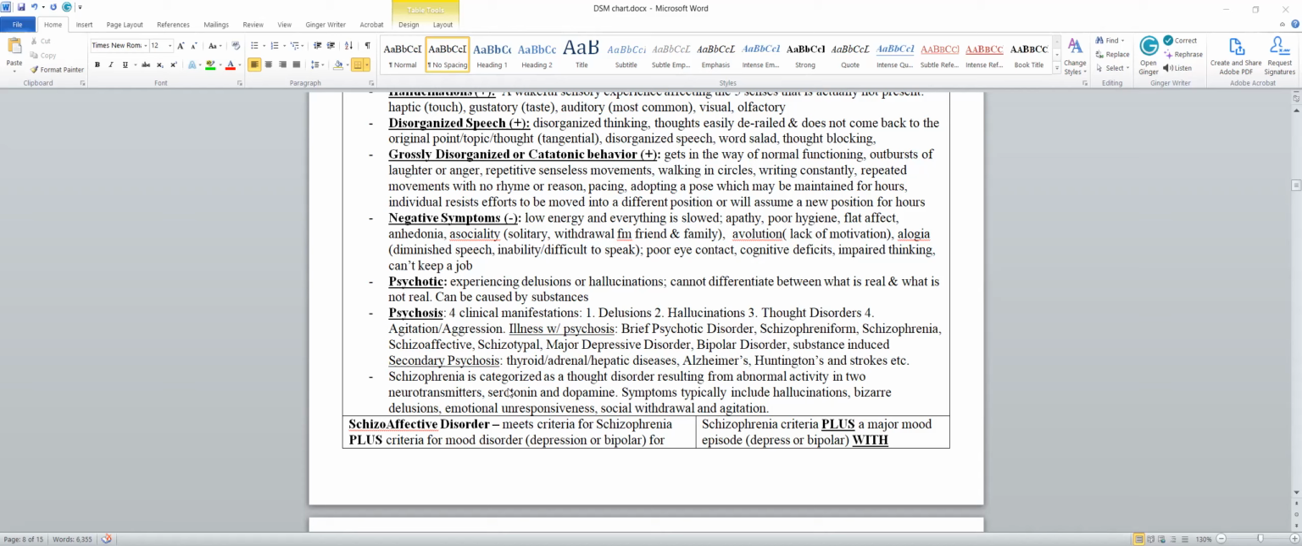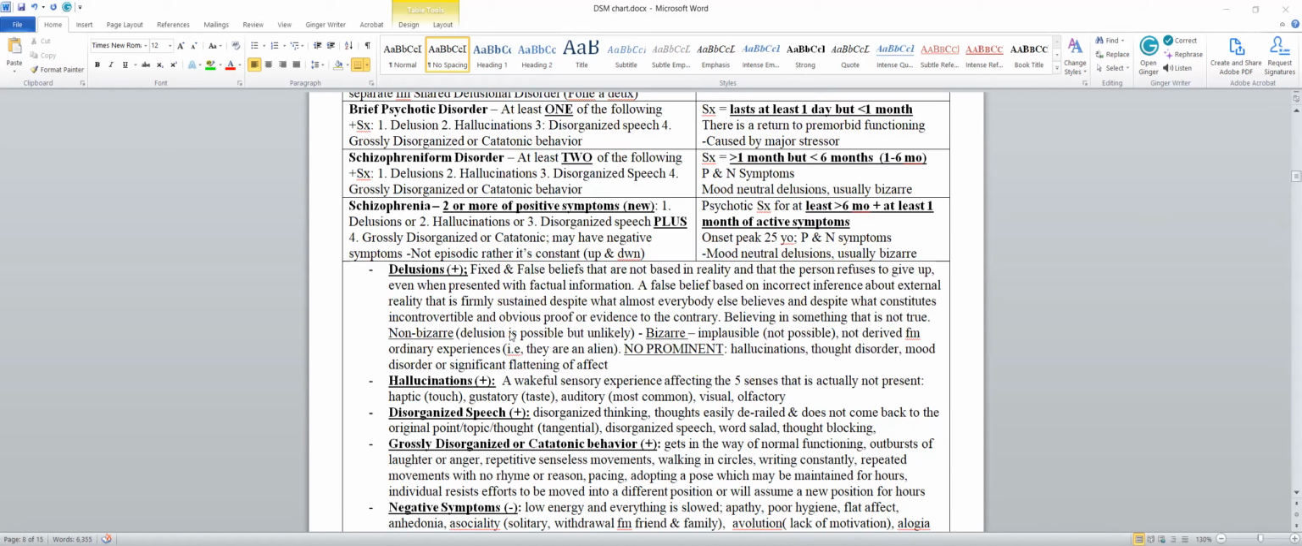Schizophrenia is categorized as a thought disorder resulting from abnormal activity in 2 neurotransmitters, serotonin and dopamine. Symptoms typically include hallucinations, bizarre delusions, emotional unresponsiveness, and social withdrawal and agitation.